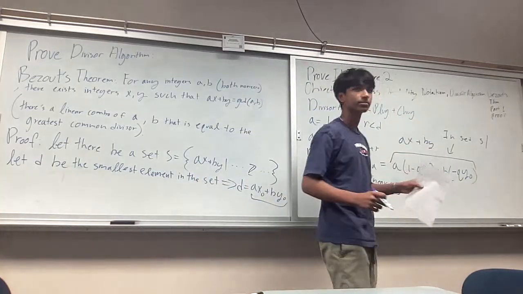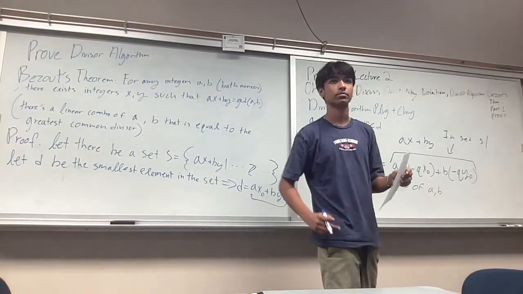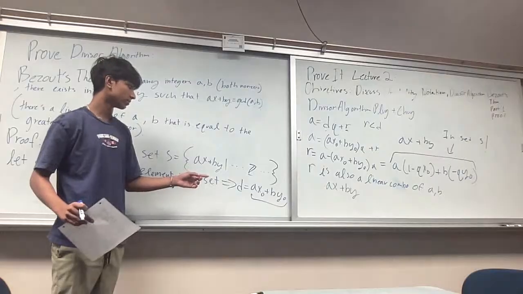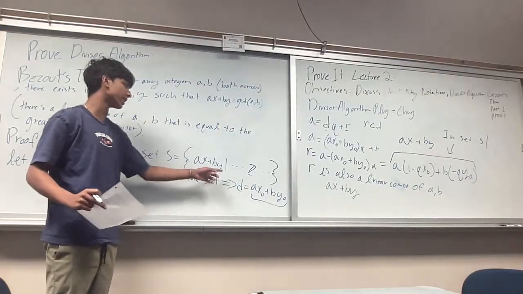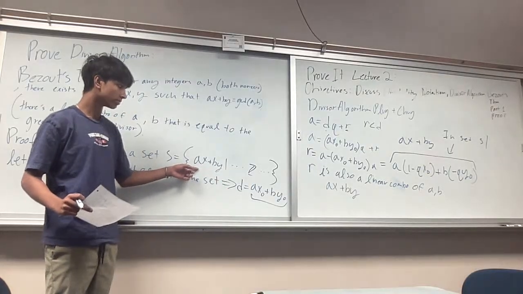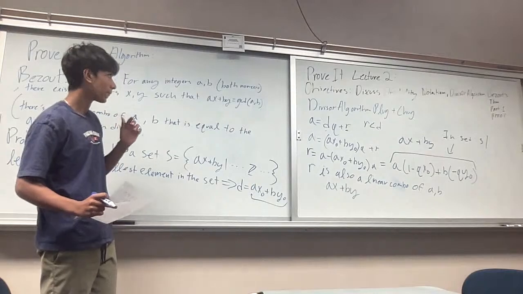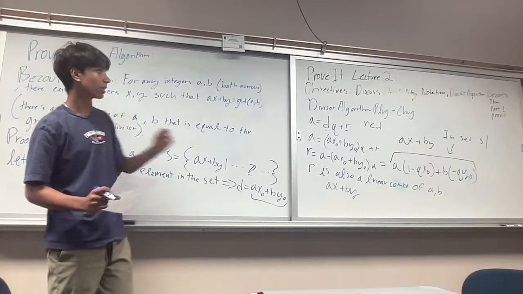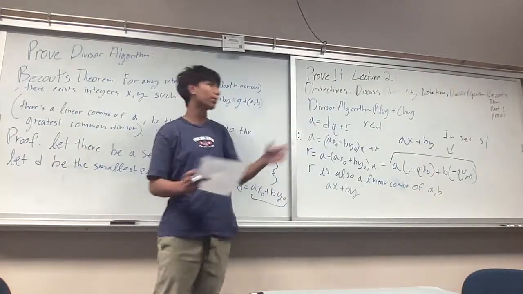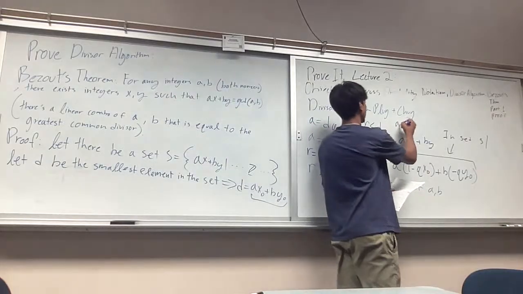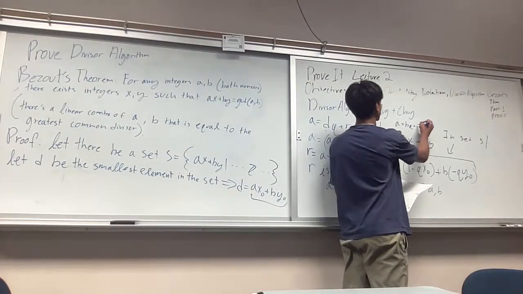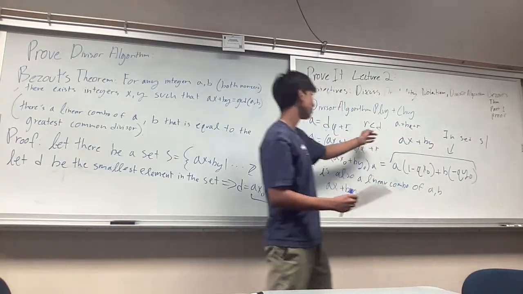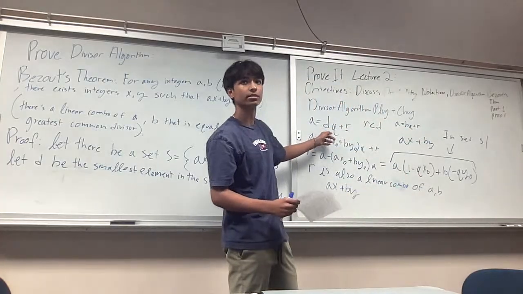Wait, I thought D was the smallest integer in the set of AX naught plus BY naught. D is the smallest integer in this set, right? Anything but zero. So what would that mean? Because of the divisor algorithm, do you remember A equals BQ plus R? And we just proved that R must be strictly less than B. It's the same thing. R must be strictly less than D.